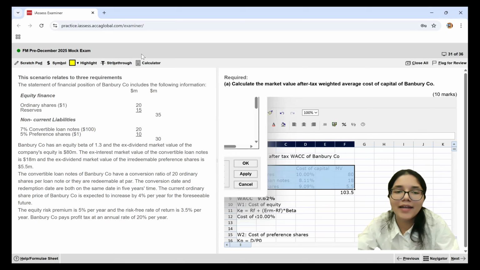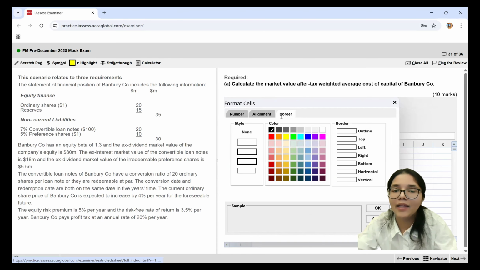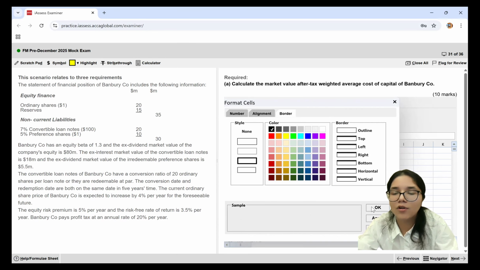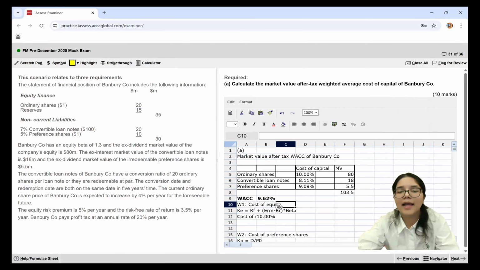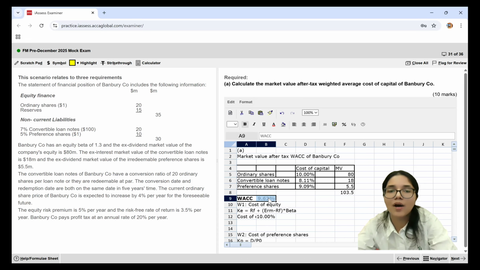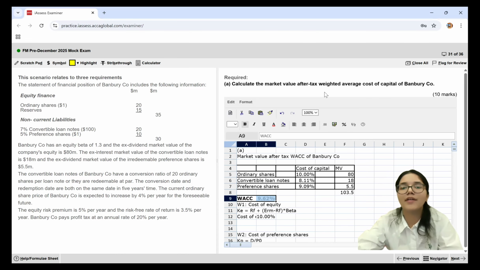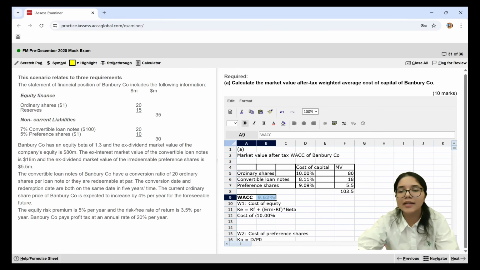What I can also do to improve my presentation a little bit is to format and go to the cells and put borders around them. You just click on all of these, select one border, any that you like, and click on all of these cells one by one so that all of the cells are going to look like a table. So you've put in the table and this is the final answer of WACC that you are getting. So here we have solved the 10 marks of requirements where we had to calculate the market value weighted average cost of capital for Banbury company.